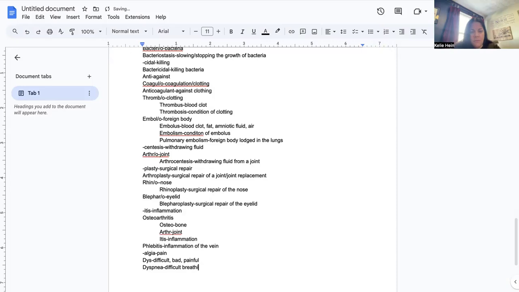Okay. But it could also mean painful, right? So if you have dysuria, that could be difficulty urinating, but it could also be painful urination. Like if somebody has a UTI, difficult or painful urination, okay? Difficult or painful urination. If somebody has a UTI, it's probably both, right?